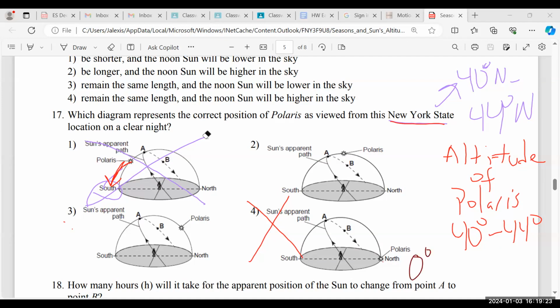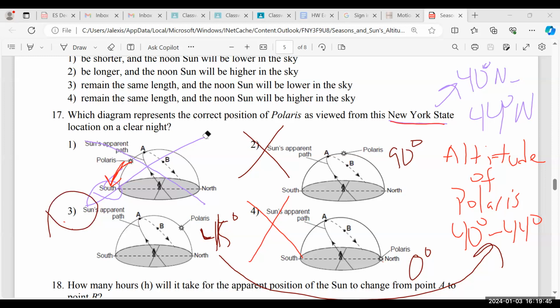It can't be choice 2 because the angle of Polaris at this point is 90. However, the angle for choice 3 looks kind of like 45 degrees, right? So my best answer has to match up between 40 to 44 degrees, right? So my closest answer is definitely going to be choice 3.